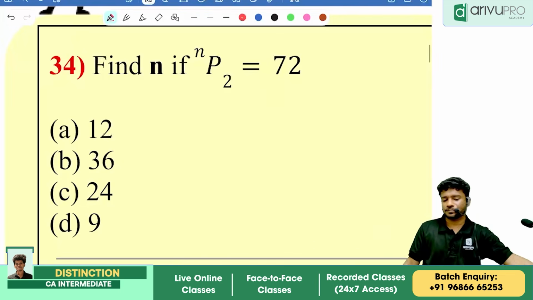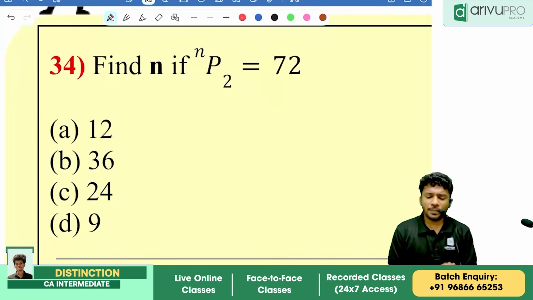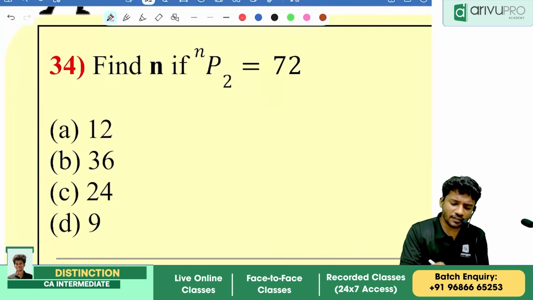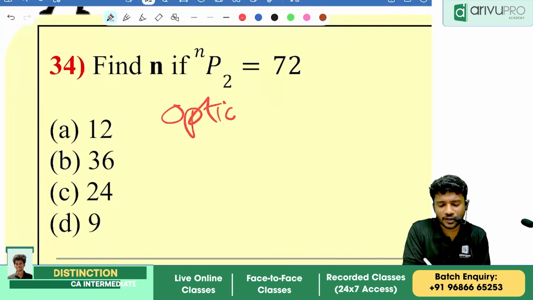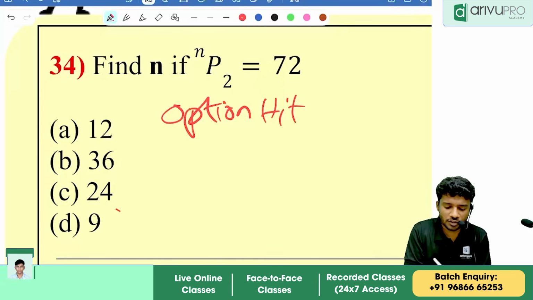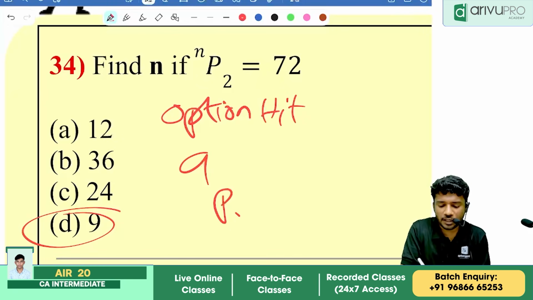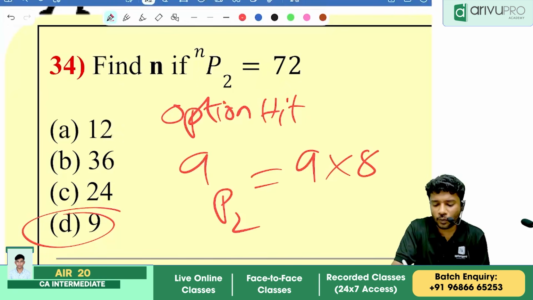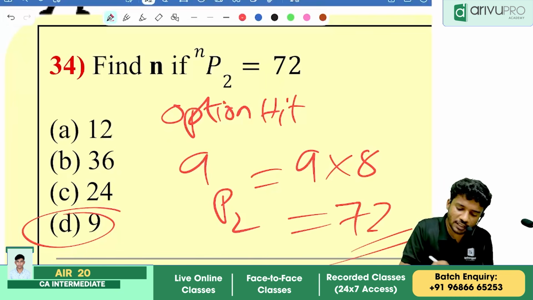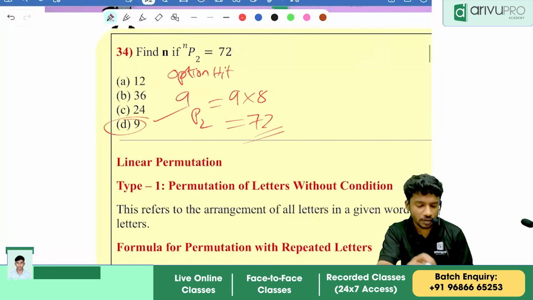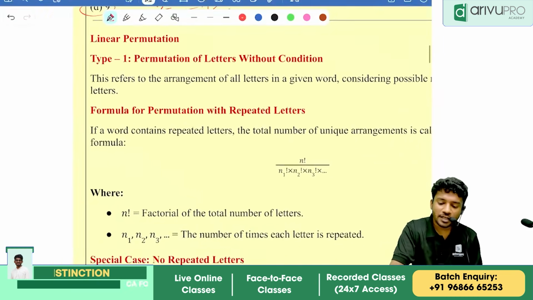Get me the answer. nP2 is equal to 72. Find the value of n. What is the easiest way? Option hit. Which option? 9. 9P2 is how much? 9 into 8, which is equal to 72. Which option is the answer, people? Option D.